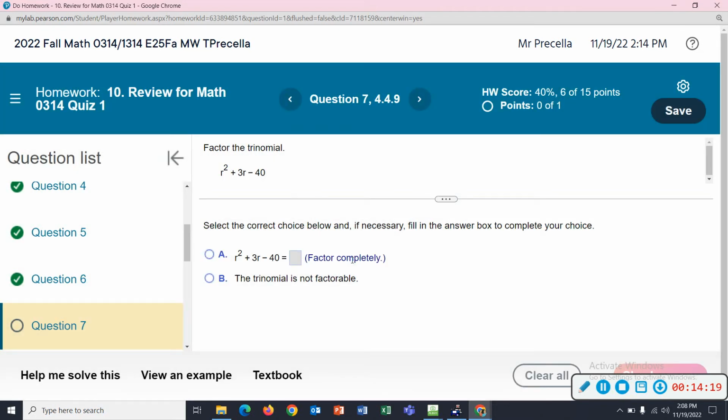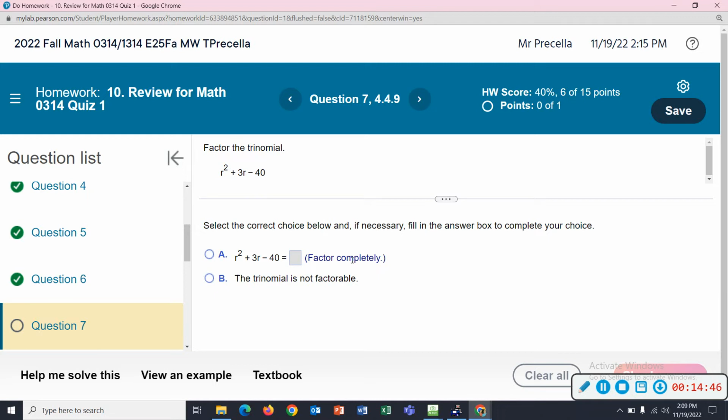Okay, here's another one. Notice number 6 and 7, it just says factor. It's not an equation that you have to solve. There's nothing there about solving an equation. Number 7. R squared plus 3R minus 40.